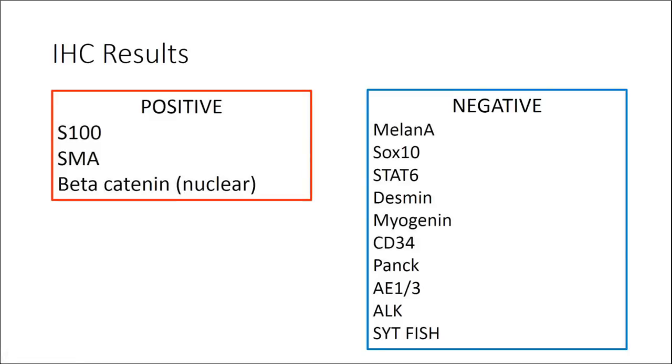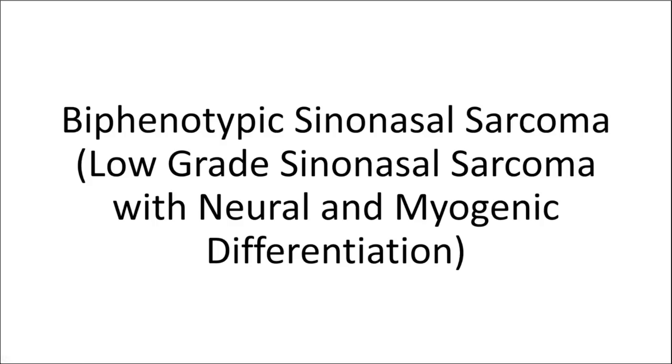So in terms of what we saw, we saw these positive markers, and then negative for a whole host of other markers. So negative for melanoma markers, negative for muscle markers other than the SMA, so it was not a rhabdo, and negative for a whole host of other types of markers, as well as negative for FISH for synovial sarcoma. And so this is an example of a biphenotypic sinonasal sarcoma, or low-grade sinonasal sarcoma with neural and myogenic differentiation was the original term used for this lesion.